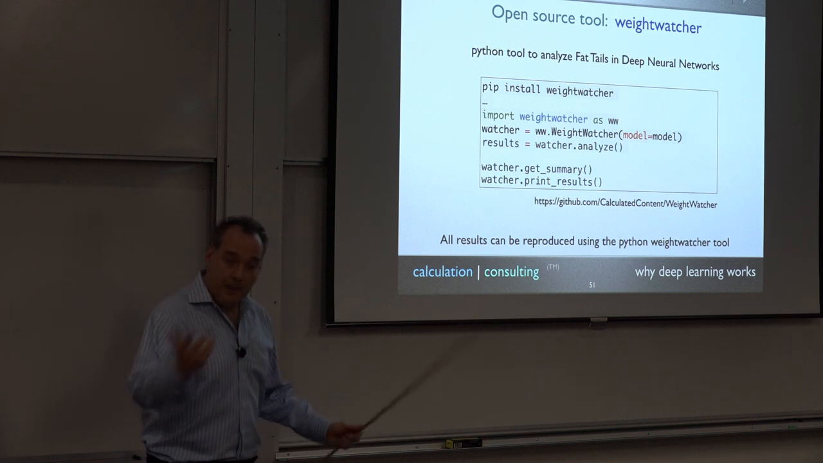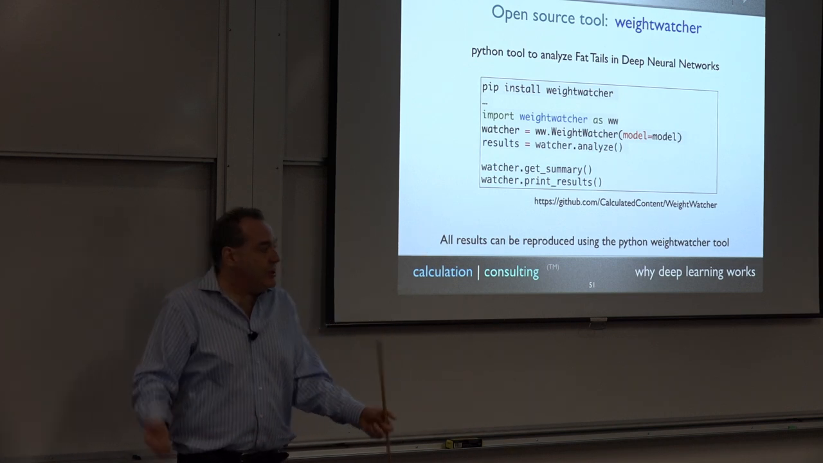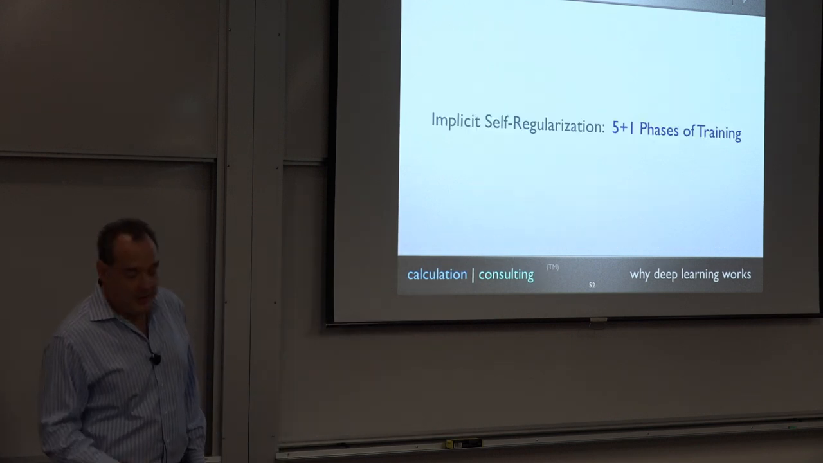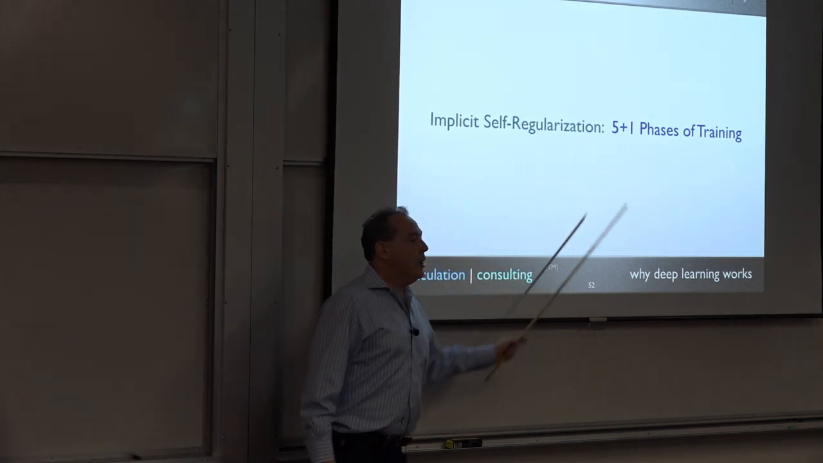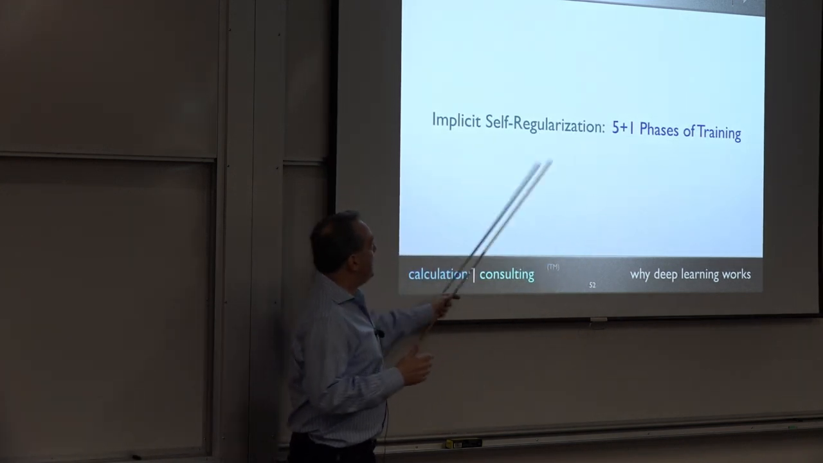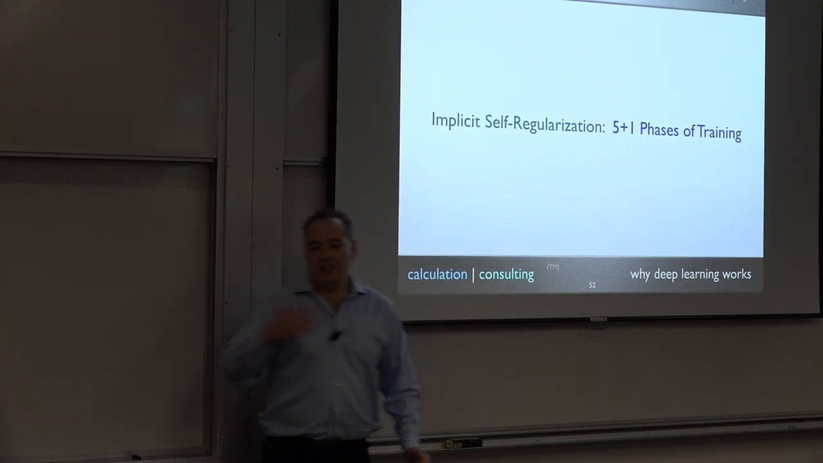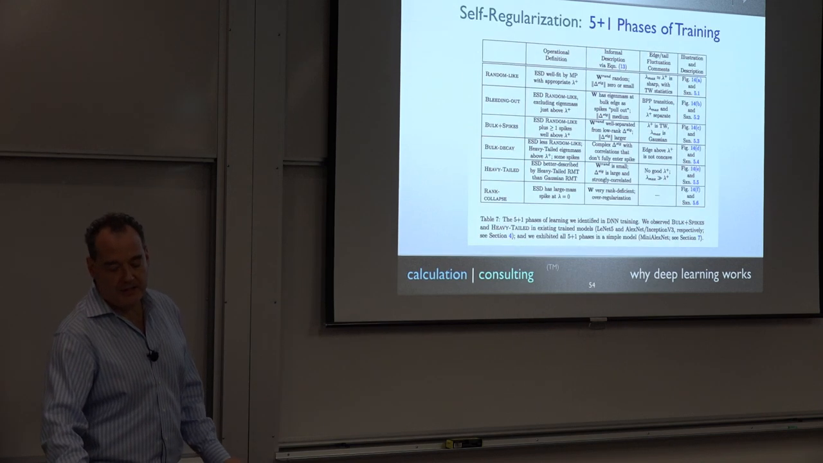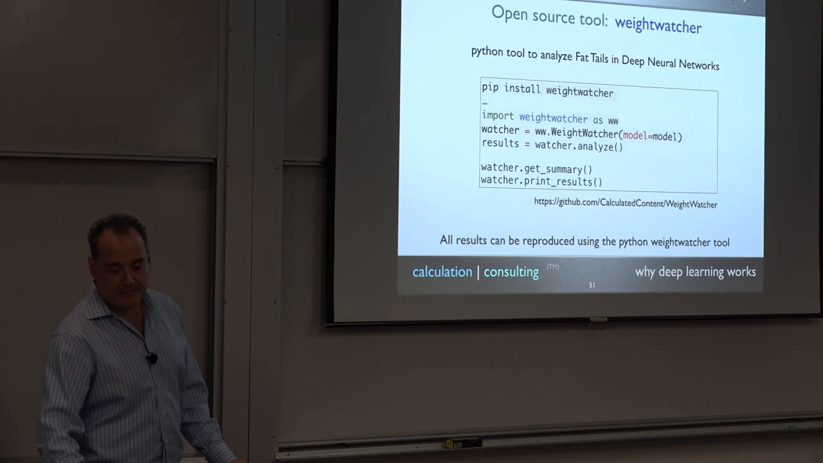We distribute the tools, hoping people will try this and really see whether it is useful or not. So I'm going to stop there. We have a whole series of work we've done on analyzing what happens with implicit self-regularization when we start decreasing the batch sizes. That's more work; I could go for another hour talking about these various phases of training. You want me to go the 10 minutes?